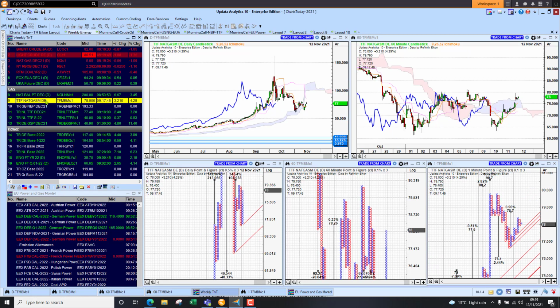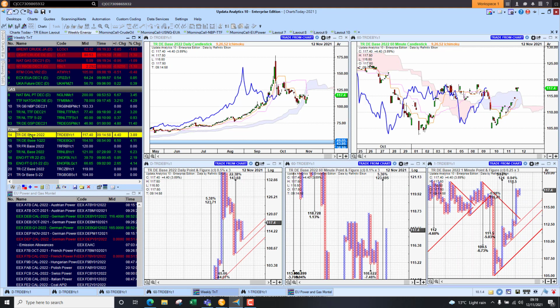And the same on TTF. We're seeing here, we did have a little downside target, but the reality is we're pushing higher as well. That's feeding through to power prices. We're seeing German power pushing higher. That 119 level is really quite key there.